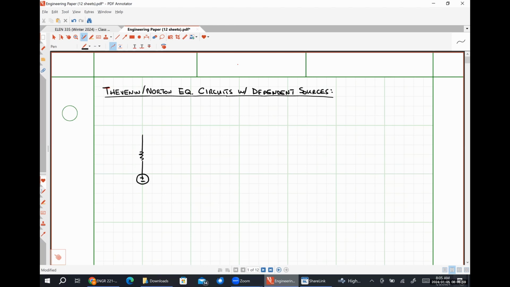Where we have a 3 ohm resistor in series with a 15-volt source. That combination is in parallel with a 6 ohm resistor. And then over here, we're going to have a current-controlled current source, 1.2 ix. In parallel with that current source is going to be a 4 ohm resistor.